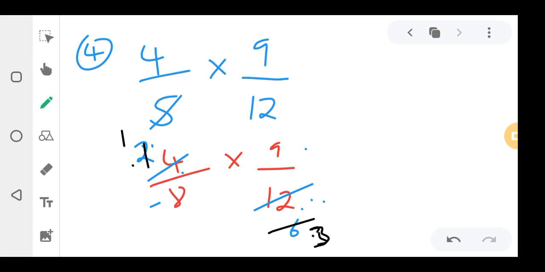So there is this 1 times the 9 on top there. 1 times 9 is 9, over this 8 times this 3. 8 times 3 is 24. So it is 9 over 24. That's how you solve it.